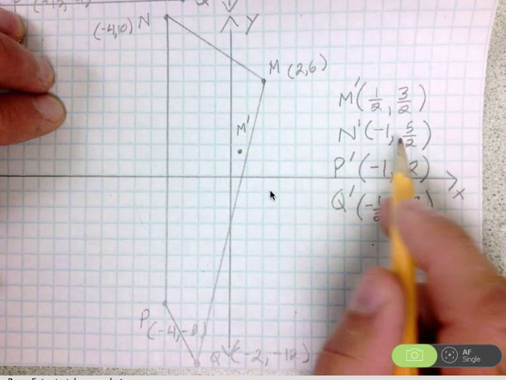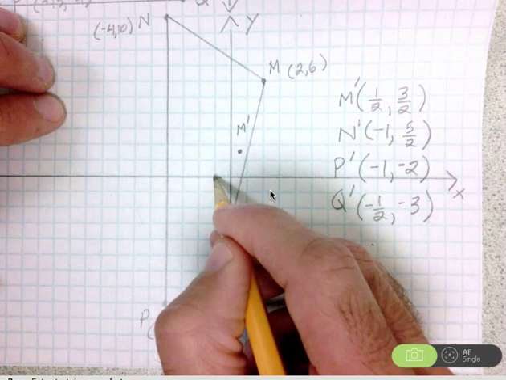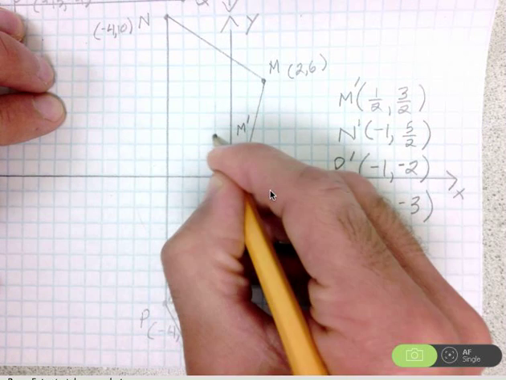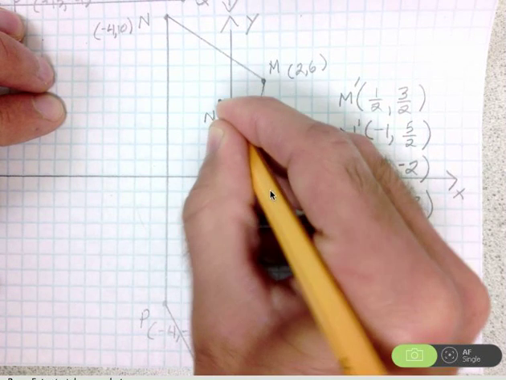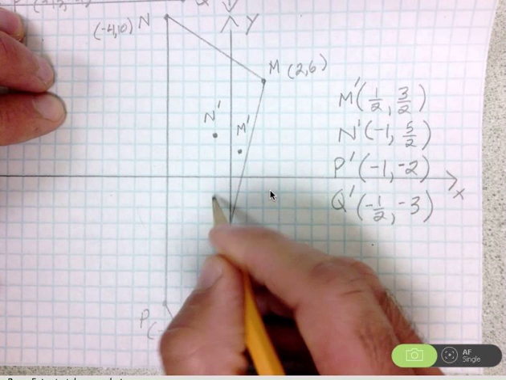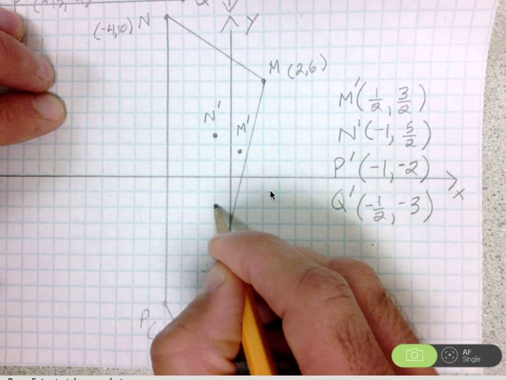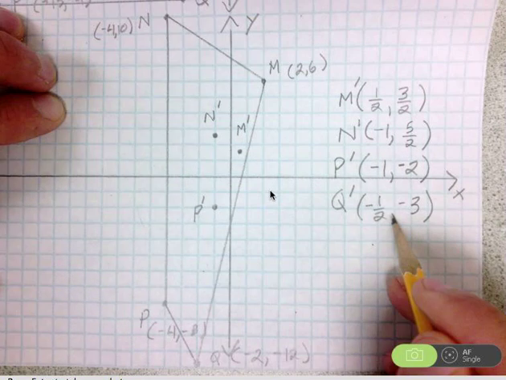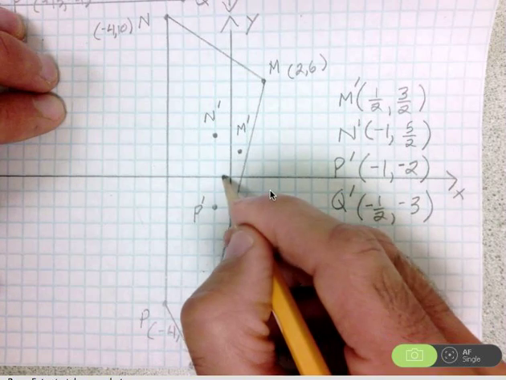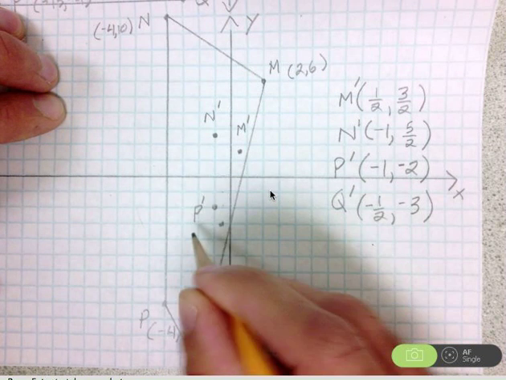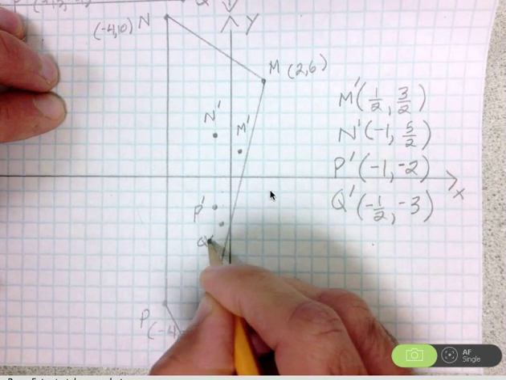N prime is at negative 1 and 5/2. 5/2 is 2.5. So there is N prime. P is at negative 1, negative 2. There's P prime. And then Q prime is at negative 1/2, negative 3. Negative 1/2, negative 1, negative 2, negative 3. There is the location of Q prime.